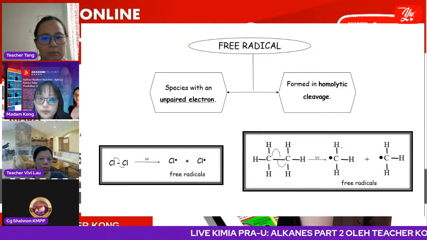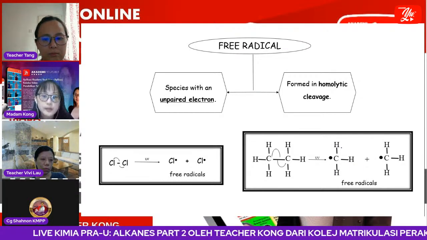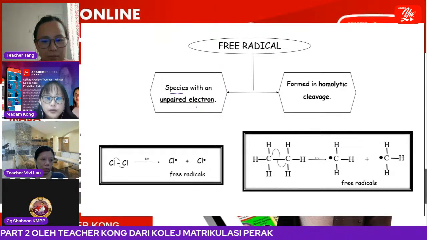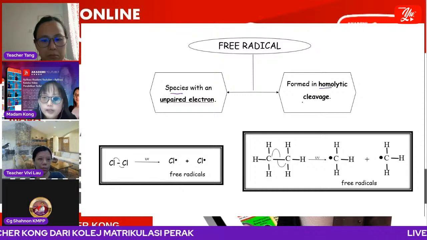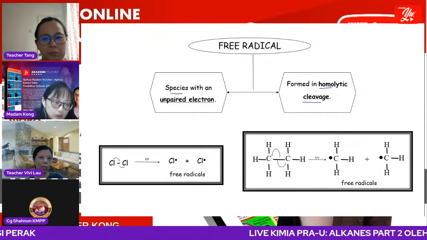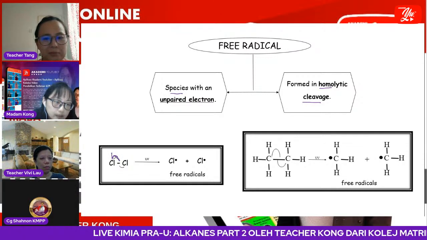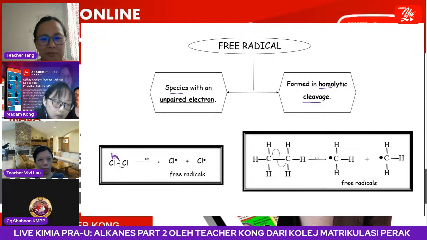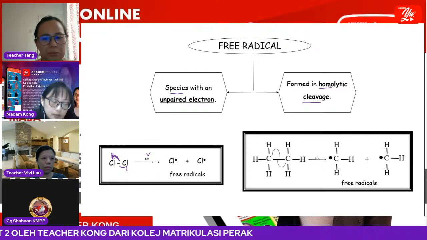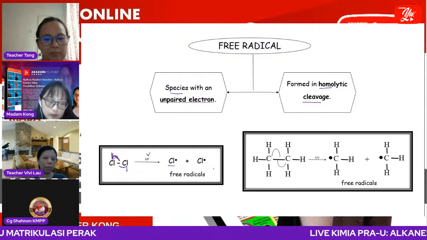What is a free radical? We learned this already in the chapter introduction to organic chemistry. A free radical is a species with an unpaired electron, formed by homolytic cleavage. For example, this is a chlorine molecule. Please note this is a half arrow. The splitting of the electrons for the halogen molecule is shown with a half arrow, in the presence of UV, forming Cl dot and Cl dot, two chlorine free radicals.